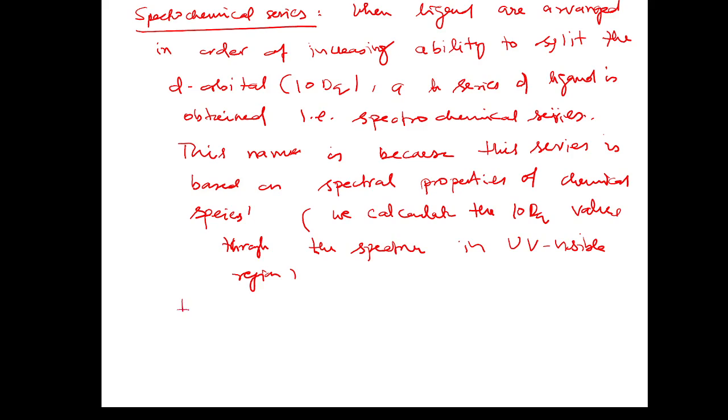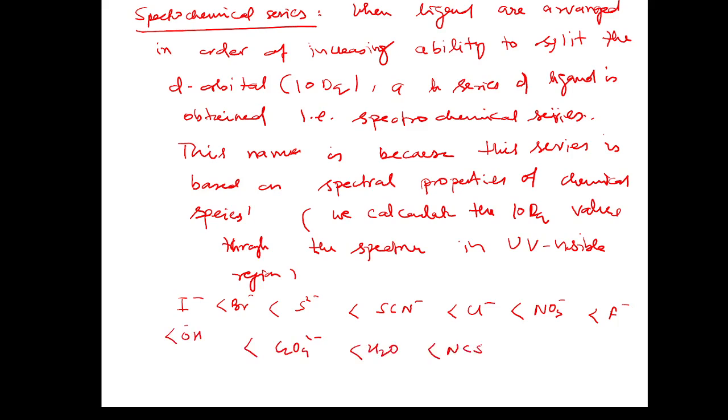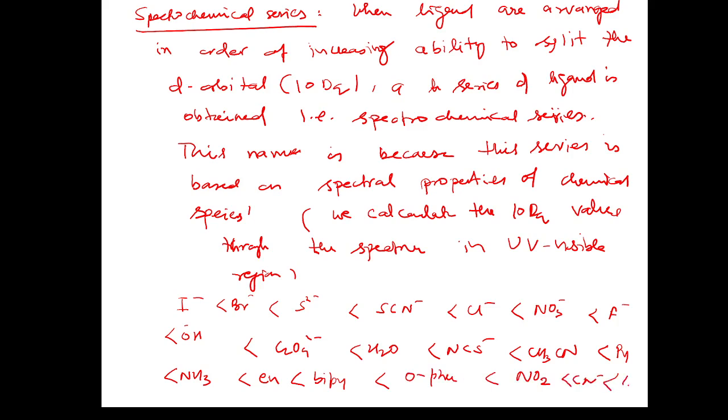I can just write those things, and finally I will describe how you can easily remember. So this is the spectrochemical series: SCN minus, then Cl minus, then NO3 minus, then F minus, then OH minus, then C2O4 2 minus, then H2O, then NCS minus, then CH3CN, then pyridine, then NH3, then en, then bipyridine, then phenanthroline, then NO2, then CN minus, and then finally CO.